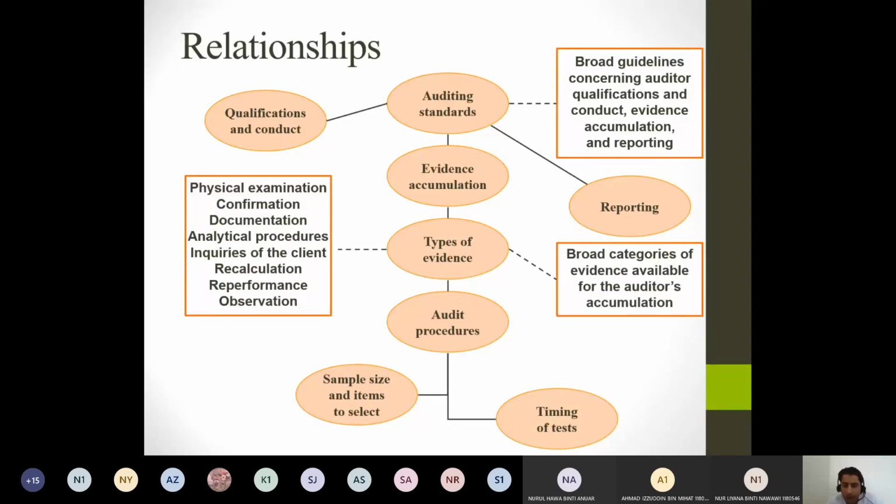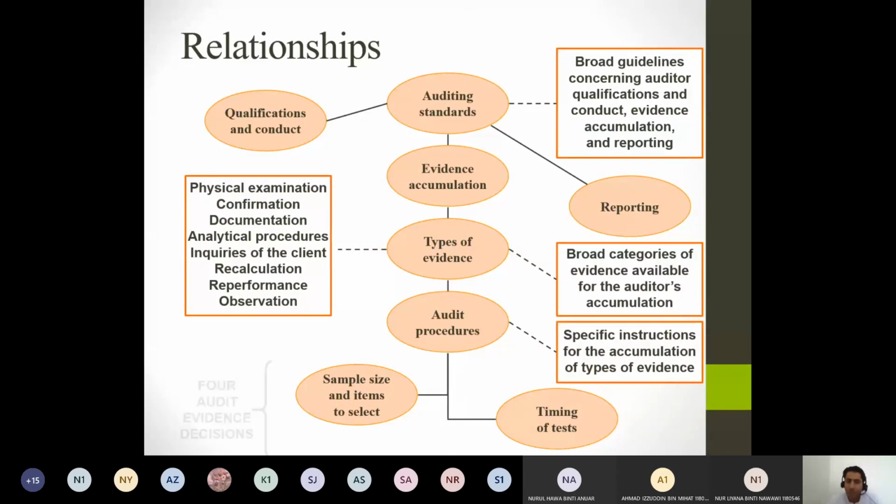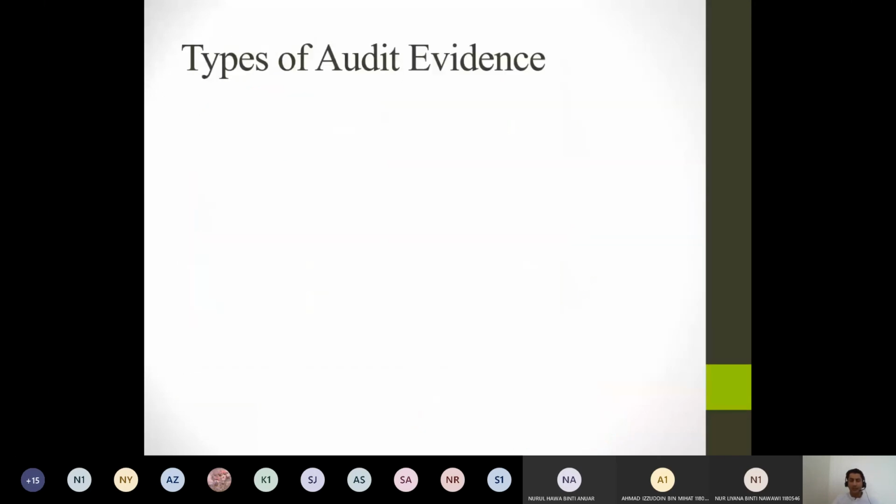And this one will shape the audit procedures, the sample size, the items to select, and the timing of tests. And this one we can call the specific instruction for the accumulation of each type of evidence. And these are the three audit procedure decisions: sample size, items to select, timing of test. This is the 4 audit evidence decisions, which we discussed at the beginning of this topic.